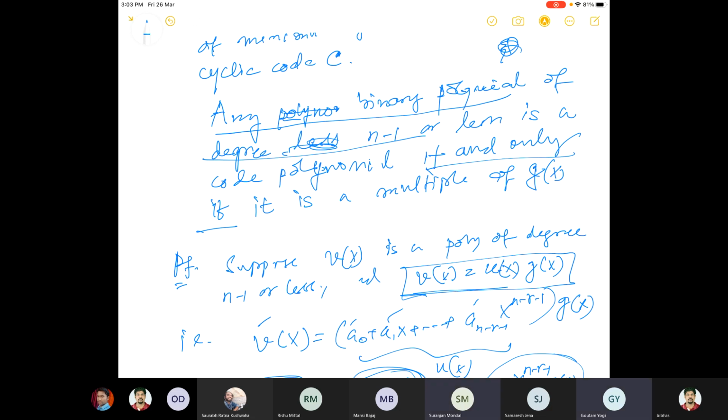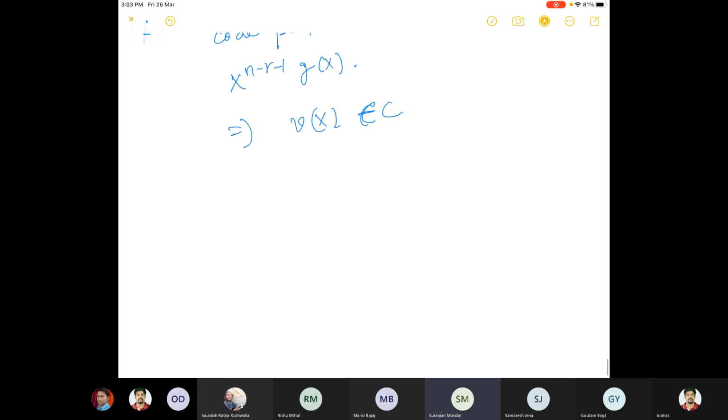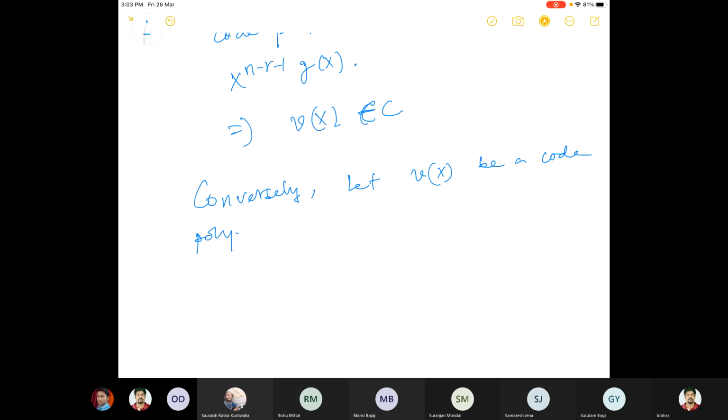So we have to assume that it will be a code polynomial. Then we have to prove that it is a multiple of g(x). Now conversely, let v(x) be a code polynomial in C. Then we have to show that v(x) is a scaling of g(x). We want to show that.